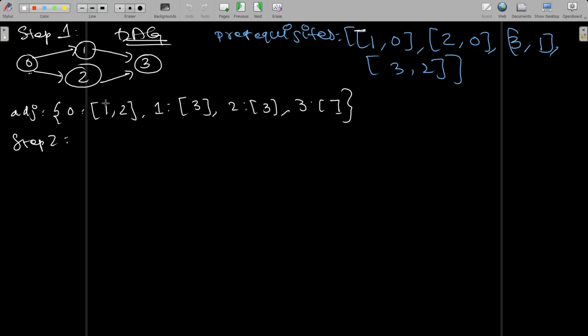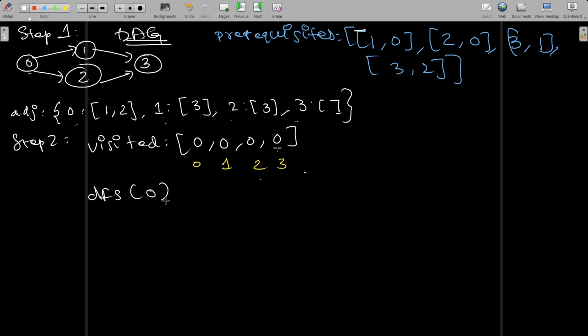What we're going to do is maintain a visited array for our nodes. This is going to be 0, 0, 0, and 0 for nodes 0, 1, 2, 3. Now we're going to loop through all the nodes of the list, going from node 0 to node 1 to node 2 to node 3. We'll maintain the visited array, and then perform a DFS on our node 0.